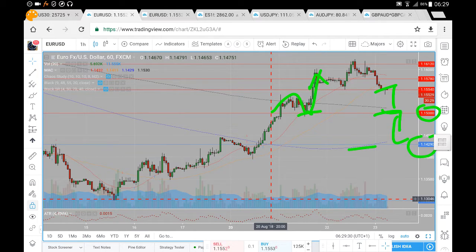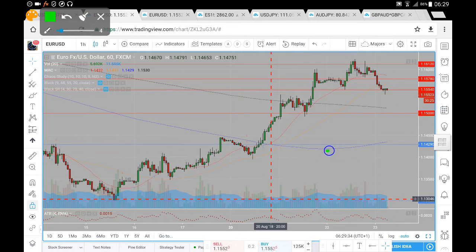Failure to hold support here around 115 possibly sees us head back down towards the 1429 if there's an increase in volatility in this market. Also around the 1429 we do have the 200 period moving average. It does increase the likelihood that we've seen a bullish bounce at that level.